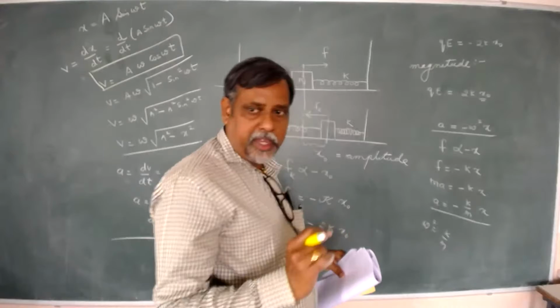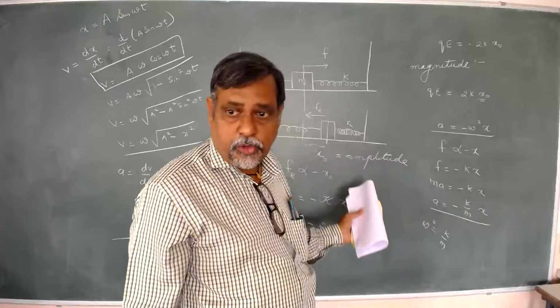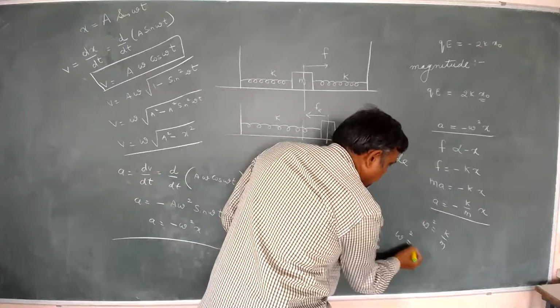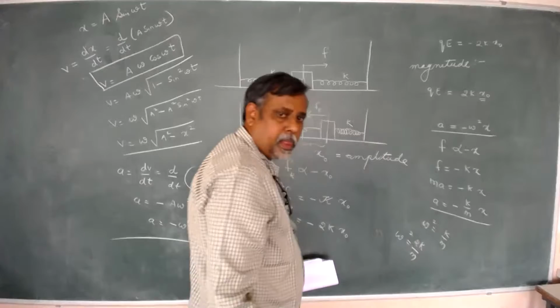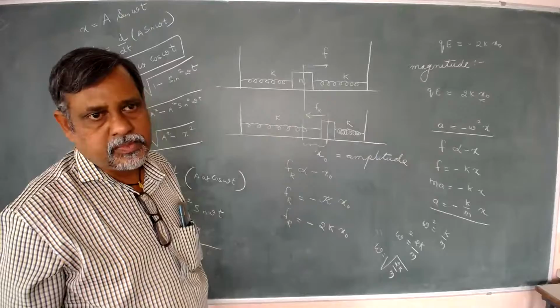K is the spring constant. If in the given situation there is only one spring, then it holds good. But there are two springs over here, so we need to take the combination of the two springs. So omega square in this particular case is K plus K, that is 2K by M. So omega is equal to under root 2K by M. This is the angular velocity.